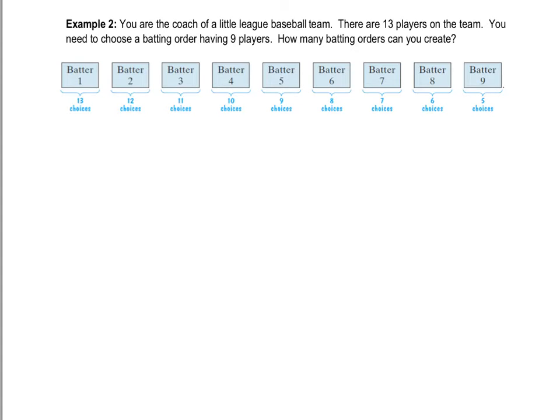First of all, if I multiply 13 times 12 times 11 times 10 times 9 times 8 times 7 times 6 times 5, we would get 259,459,200 batting orders. It's crazy to think about, right? That's a lot of different combinations, or permutations, that we could come up with. So let's use the formula. Let me show you how you would get the same thing.